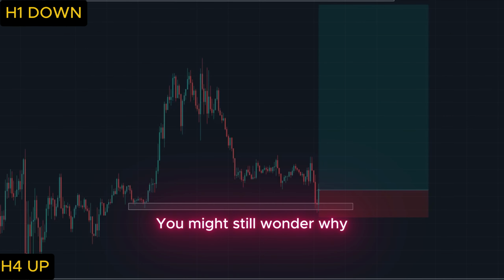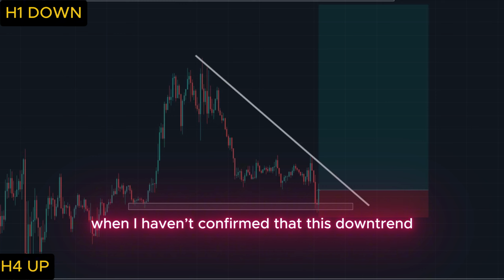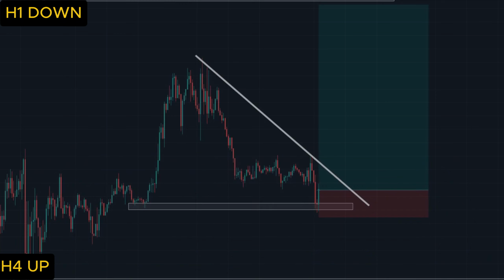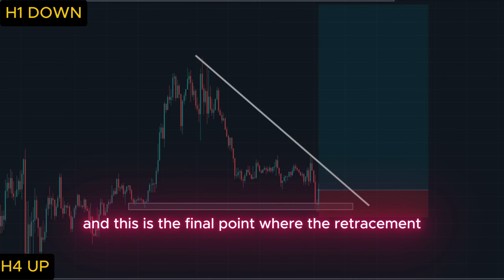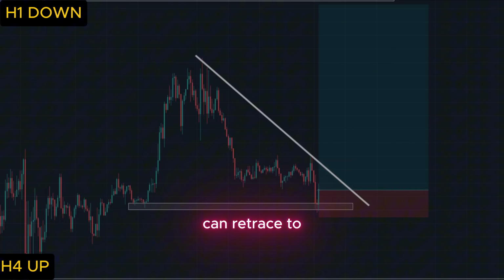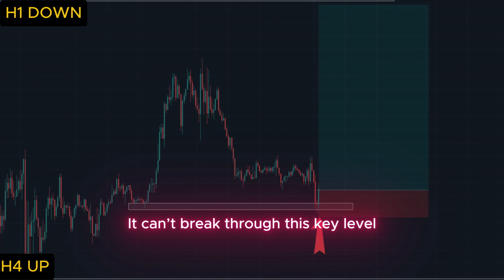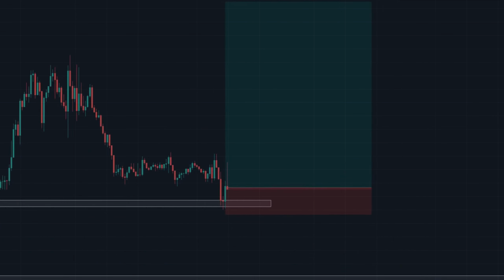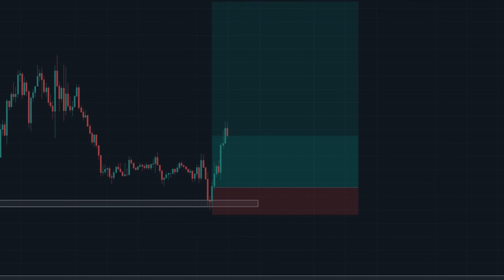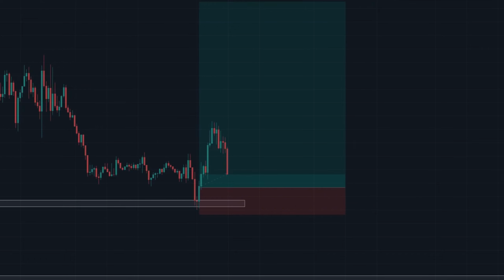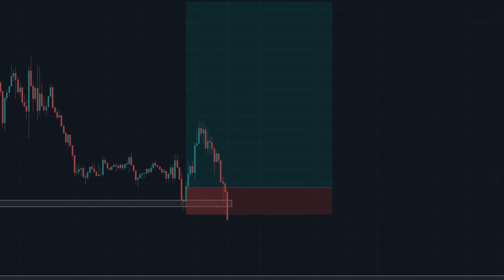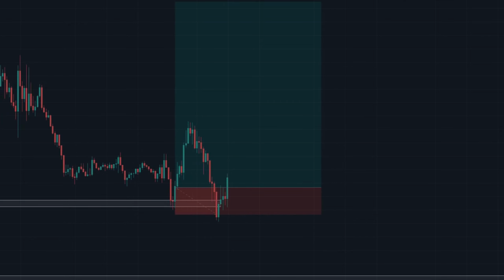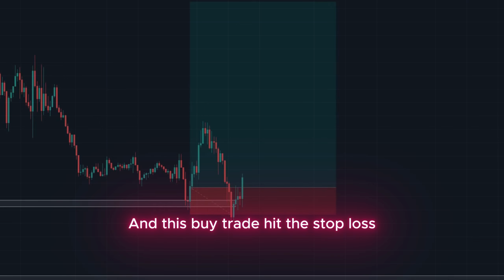You might still wonder why I could enter a buy trade when I haven't confirmed that this downtrend has ended. As I said, I confirmed this is just a retracement, and this is the final point where the retracement can retrace to. It can't break through this key level. That's why I entered a buy trade early in this case. And this buy trade hit the stop loss.